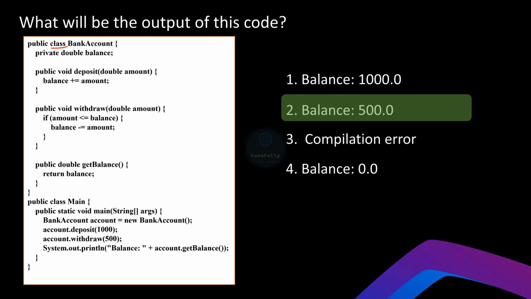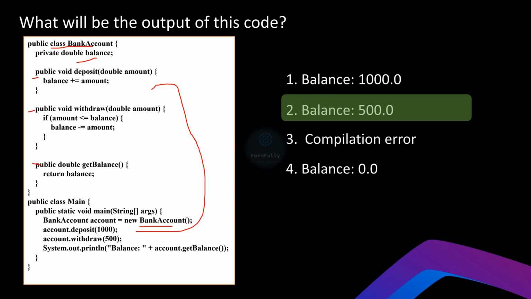Here we have a BankAccount class with a private balance instance variable, right? And we have 3 methods for depositing, for withdrawing, and for getting balance. Okay. In the main class, main method, we create a BankAccount object named account. We deposit 1000 into account using the deposit method, which increases balance to 1000, right?